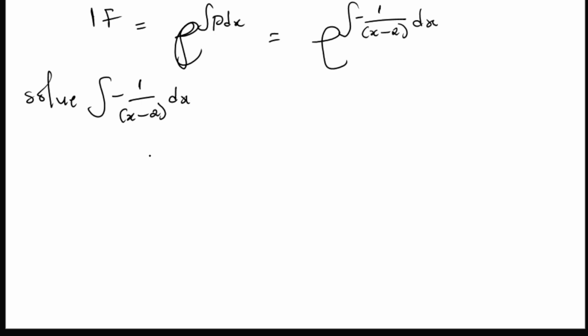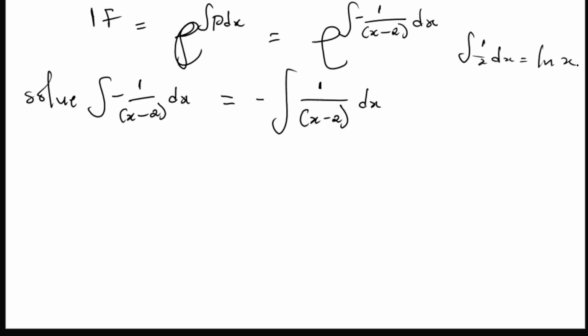So these are basic integration that we have here. What you do is you simplify this first. You have a negative sign here. Take the negative sign outside the integral sign, and this will give you minus the integral of 1 divided by x minus 2 dx. Remember, when we were talking about elementary integration, we made mention that the integral of 1 over x dx is equal to ln x. Are we together?